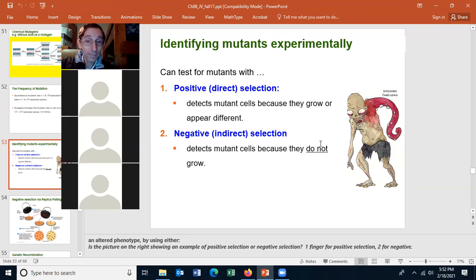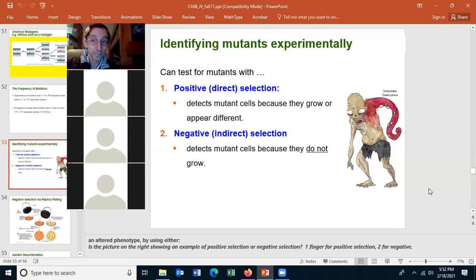A negative or indirect selection is detecting the mutant cells because they do not grow. And so we're looking at the altered phenotype because they do not grow, and I'll explain that in the next slide. It's more difficult finding these, but it's not impossible.